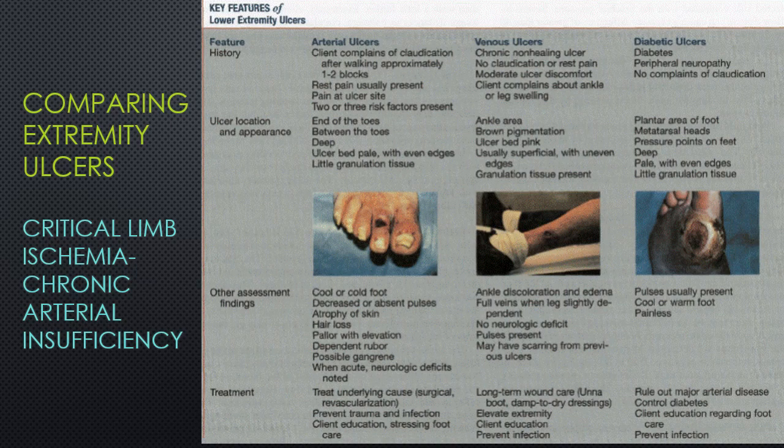The ulcer bed itself is pale, very dry, very deep, and has very little granulation tissue. The foot is cool or cold. There's hair loss on the extremity. When the foot is down, it turns red, and again, when you elevate it, it turns very pale and oftentimes is very painful. It's important to keep the extremity warm, to keep it dependent, and to prevent trauma.